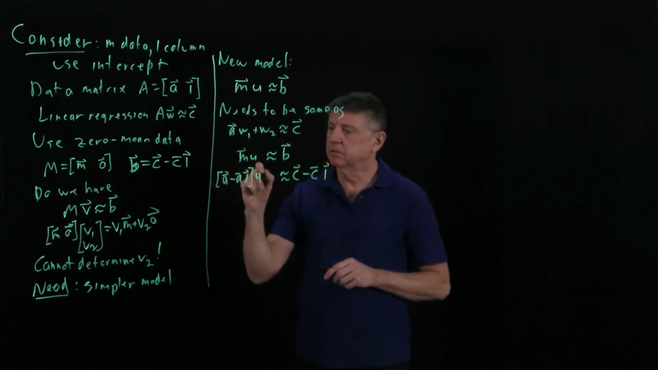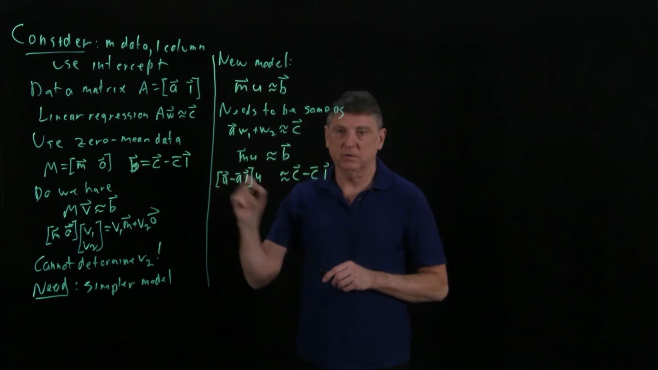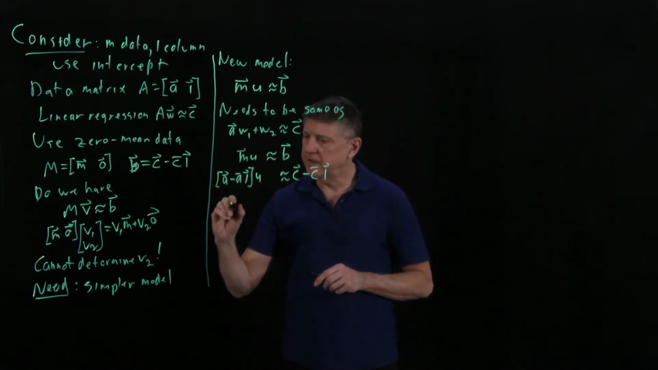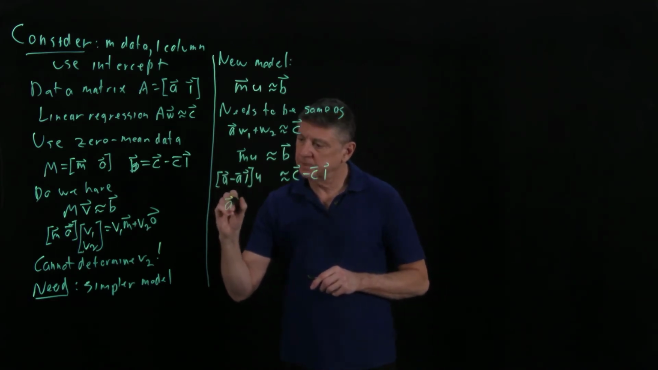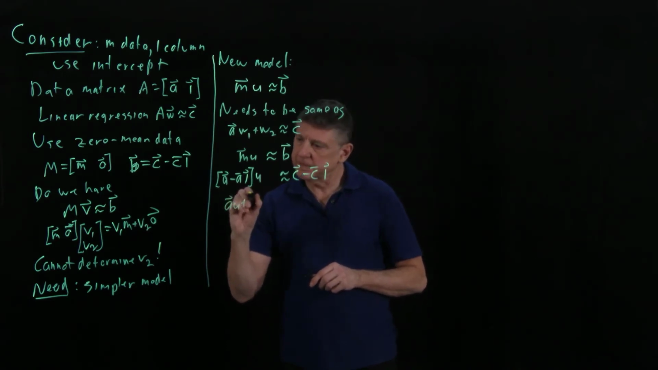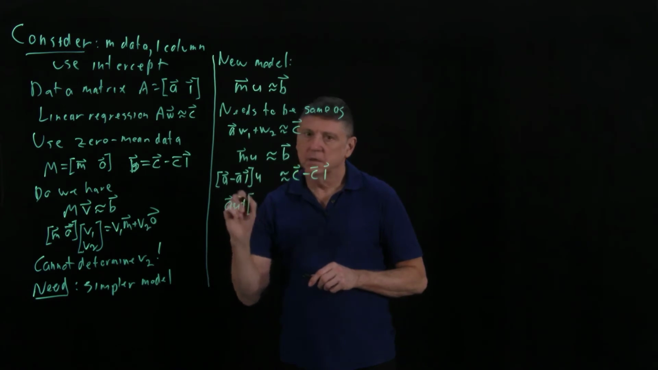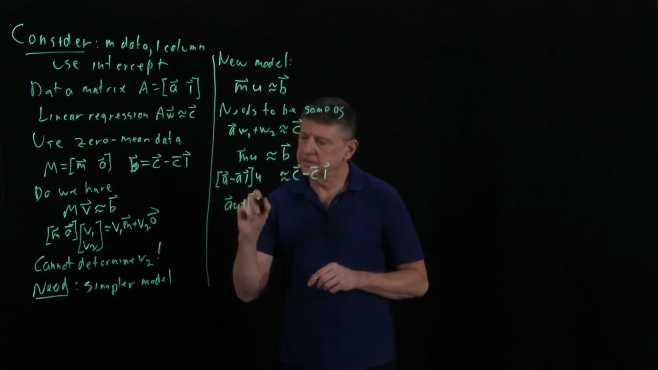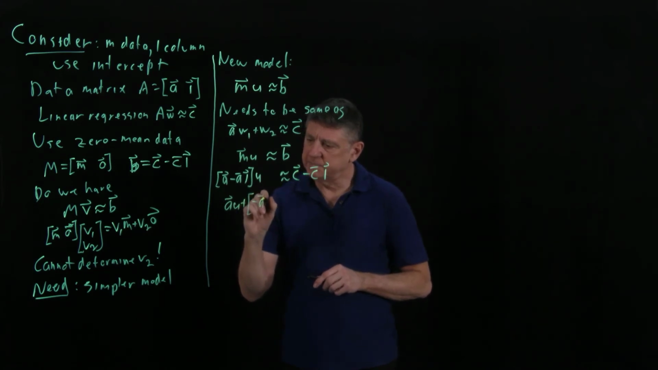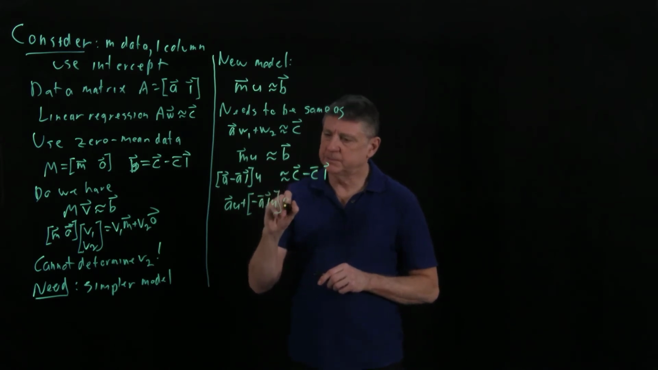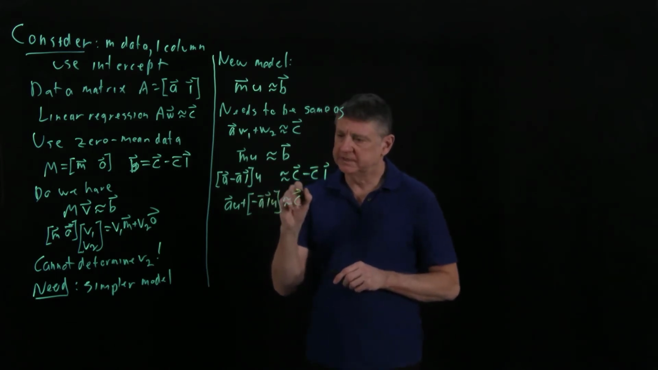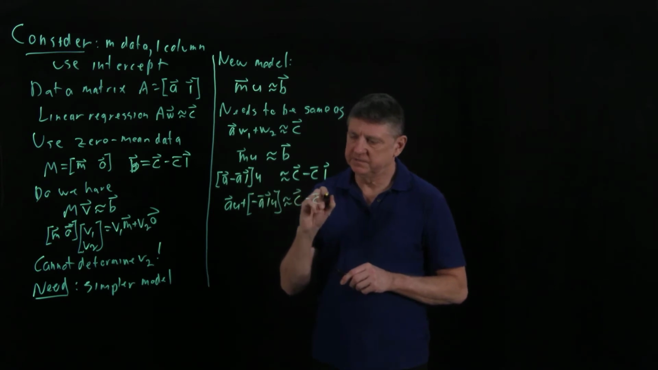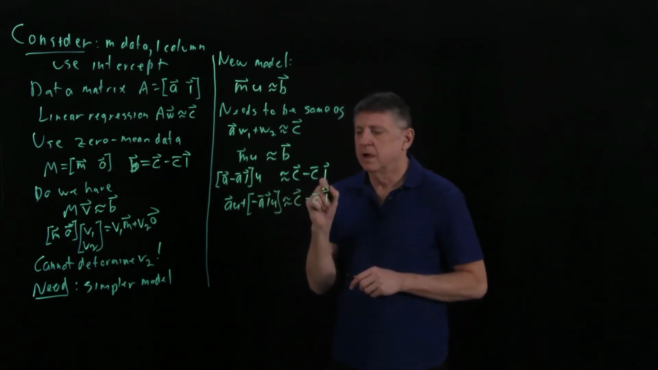Well, let's multiply U into all of this. So that's equivalent to A times U plus negative A mean ones vector U, and that's approximately equal to C minus the mean of C times the ones vector.